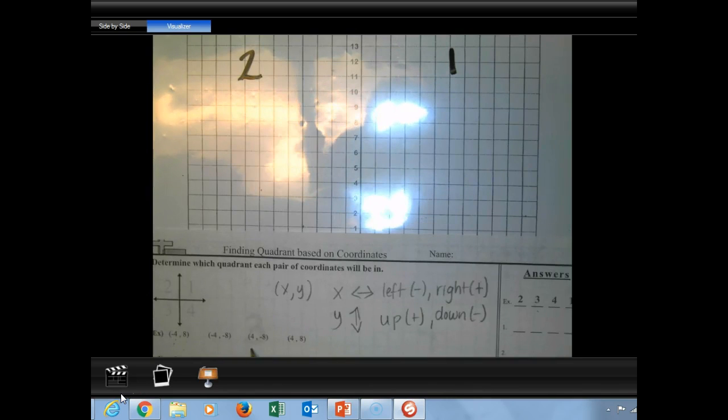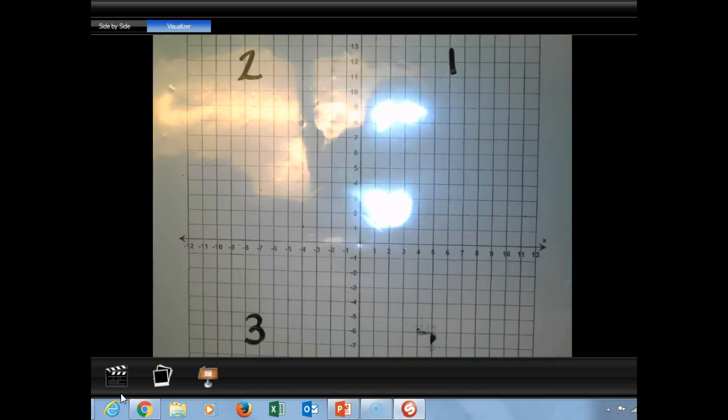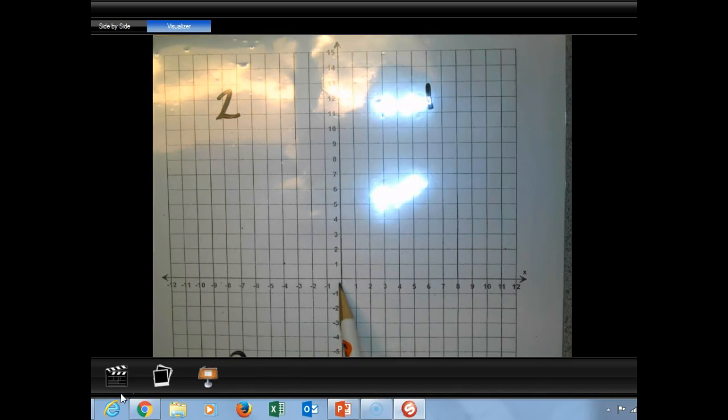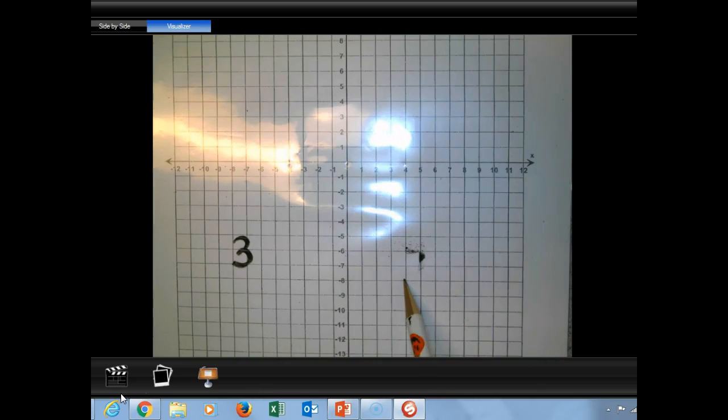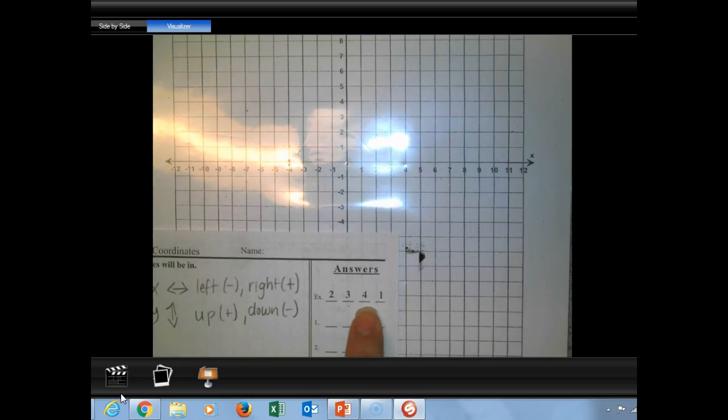We've got +4, -8 this time. From my point of origin, +4 tells me left or right. We'll go right 4. My second one is -8, up or down? Down. Whoops, what number should that be? That used to be a 4. So what quadrant am I in? Quadrant 4. Easy peasy lemon squeezy.